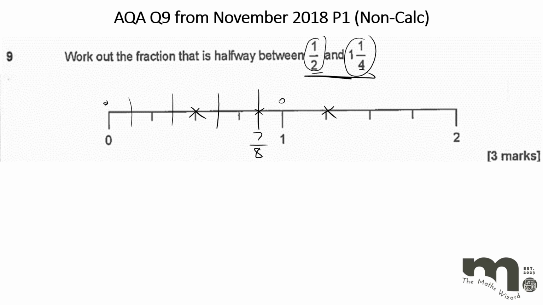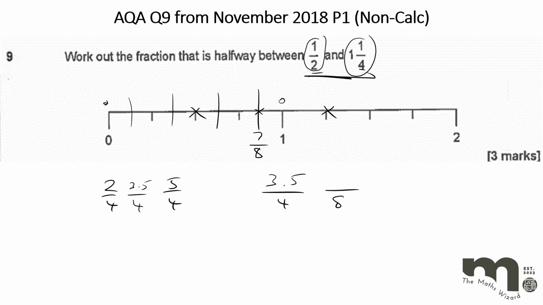We can do this with just the numbers as well. So if we look at half and then 1 1/4, well, we could turn half into 2/4 perhaps, and then we could turn 1 1/4 into 5/4, and then we can work out halfway between 2 and 5. So that's going to be 3.5 over 4, wouldn't it? You can't have 3.5 over 4, but if you double it, you get 7 over 8.